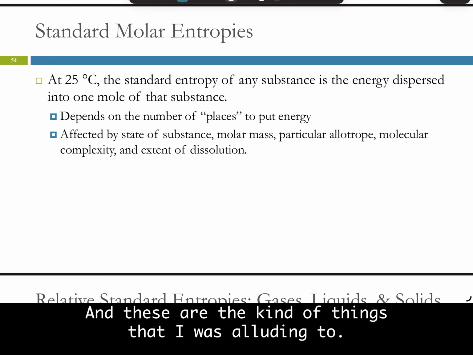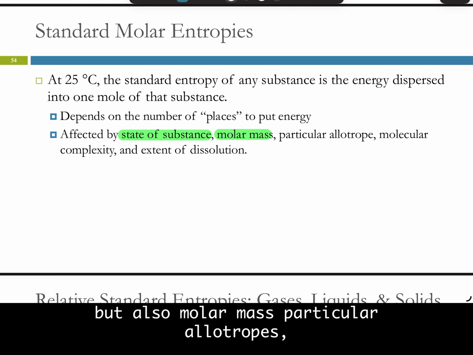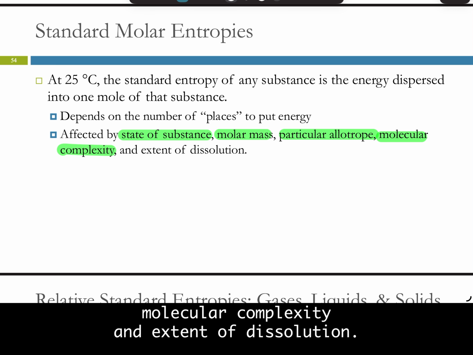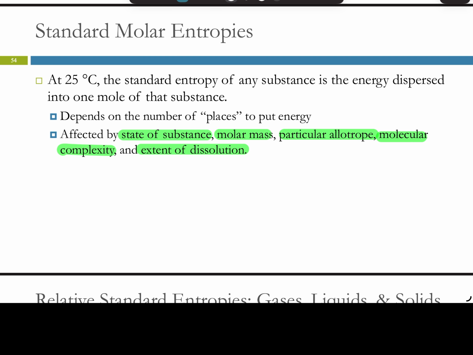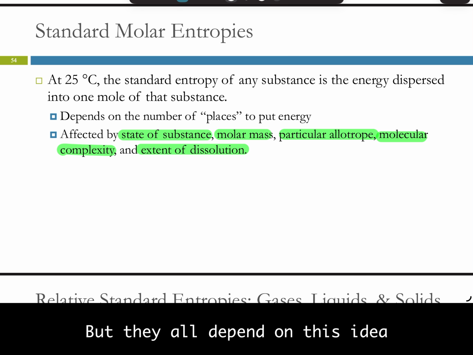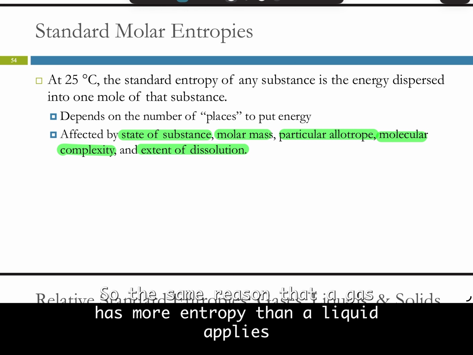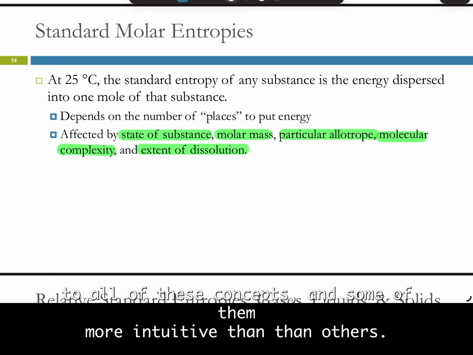And these were the kind of things that I was alluding to. So state of substance, that's the one that we've seen, but also molar mass, particular allotrope, molecular complexity, and extent of dissolution. So we're going to go over those kind of quickly, but they all depend on this idea of how many microstates can I have. So the same reason that a gas has more entropy than a liquid applies to all of these concepts. And some of them are more intuitive than others.